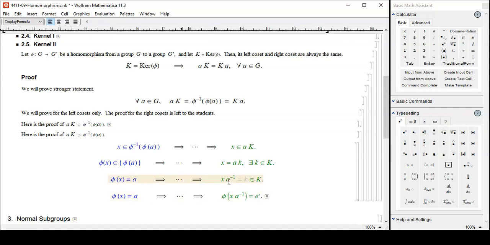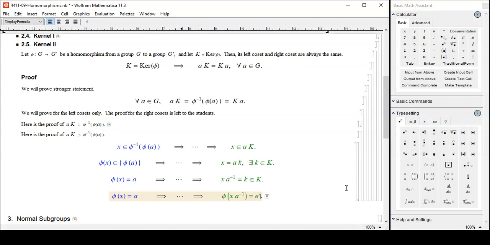And flipping A inverse to the other side, now let's bring this one back. X is AK, where K is a member of capital K. So X belongs to the left coset AK. So all the greens are the same, all the blues are the same, so it all boils down to this. Phi of X is equal to A.